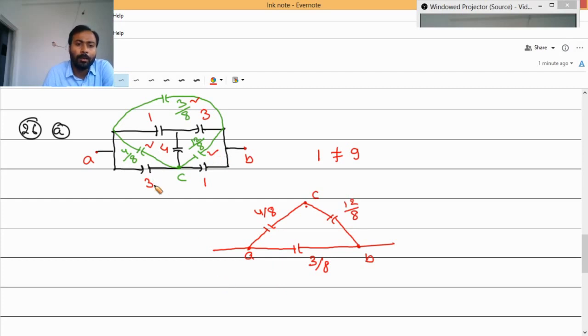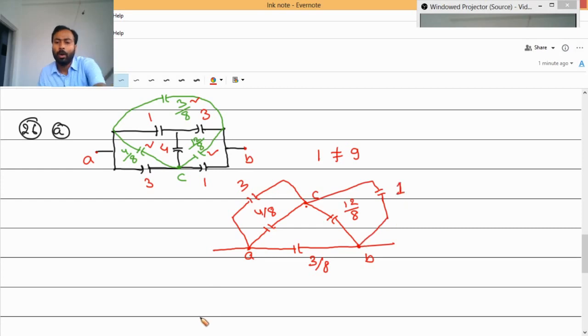Again you will have a 3 microfarad capacitor. All these capacitors are in terms of microfarad. This is also in between A and C, so you will write one more parameter in between A and C, and this is of 3 microfarad. Similarly, one more parameter in between C and B, and that is of 1 microfarad only.